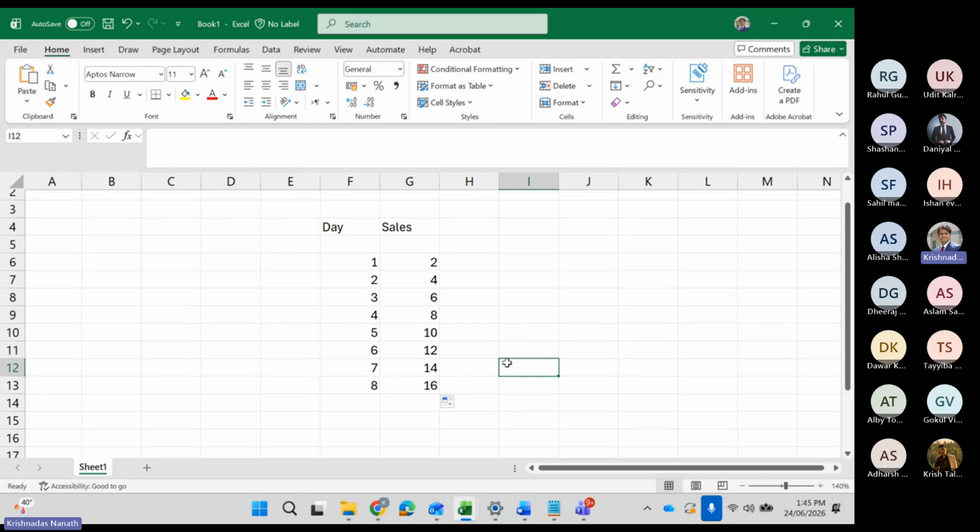Next question. When I asked you what's the predicted sales for day number 31, you said 62. This activity, is it supervised learning or is it unsupervised learning? Why supervised? There is only one variable that you are interested in.